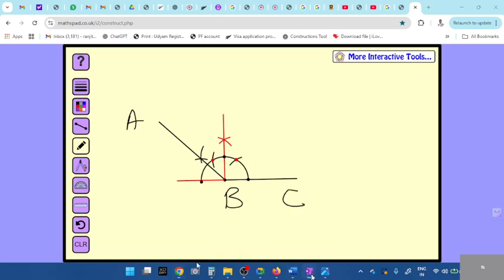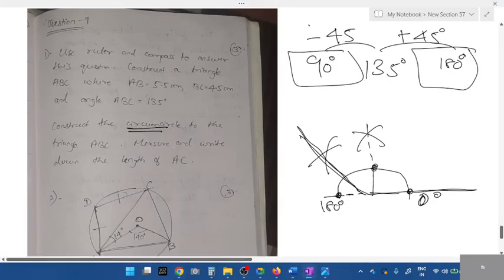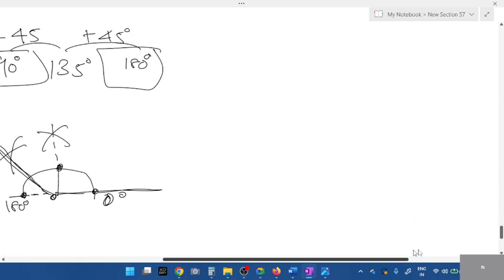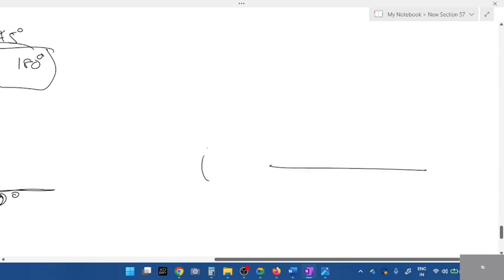135 degrees done. Next, draw a circumcenter to the triangle ABC, measure and write the length. You need to draw a circumcenter, students. So for circumcenter, what do we take? Angle bisector or perpendicular bisector? All of you will respond. Angle or perpendicular bisector. So we got 135 somewhere here.